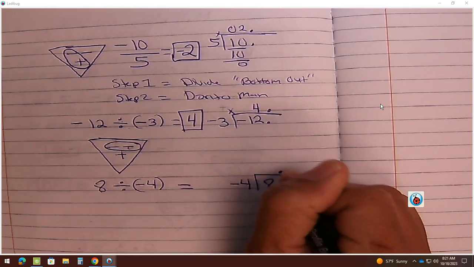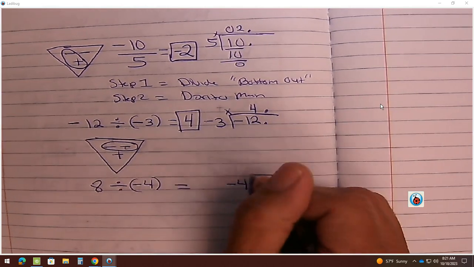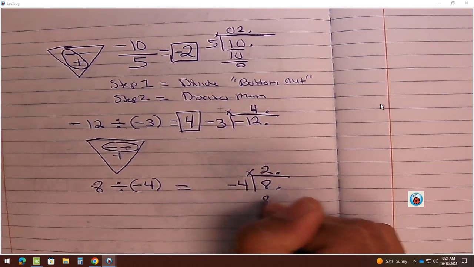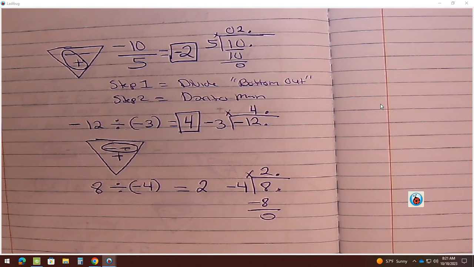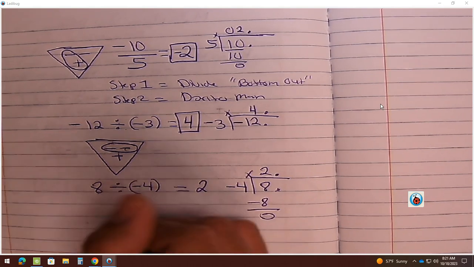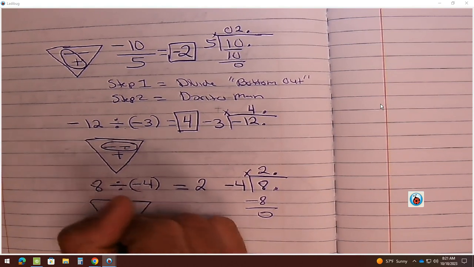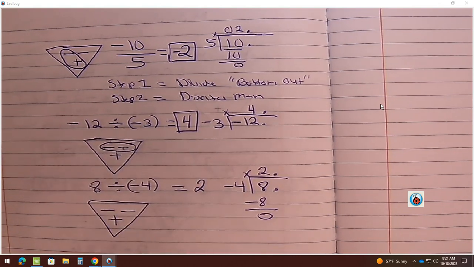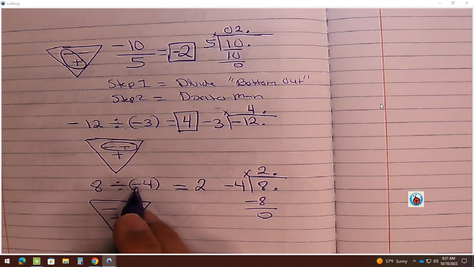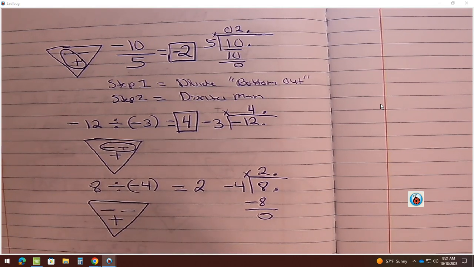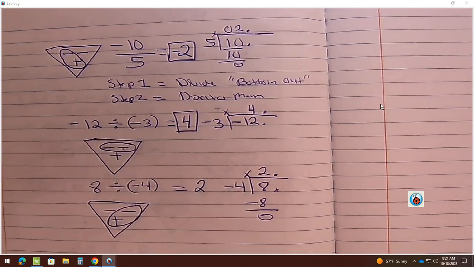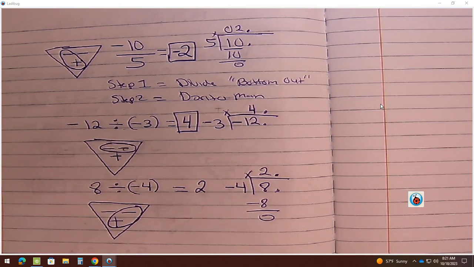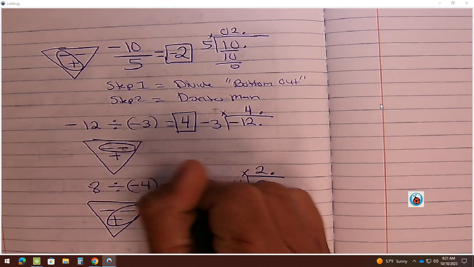Now divide normally like you always do. Forget about the negative right now. 4 times what gives me 8? 2. So for sure the answer is what? 2. But to know if it's negative or positive, who's going to help you? The Dorito guy will tell you who to keep. We have a positive and a what? So who do I circle? Negative and positive. Does it matter which negative? No. Circle it. Whoever's not circled, that's who you keep. So who's not circled? This answer would be negative 2.